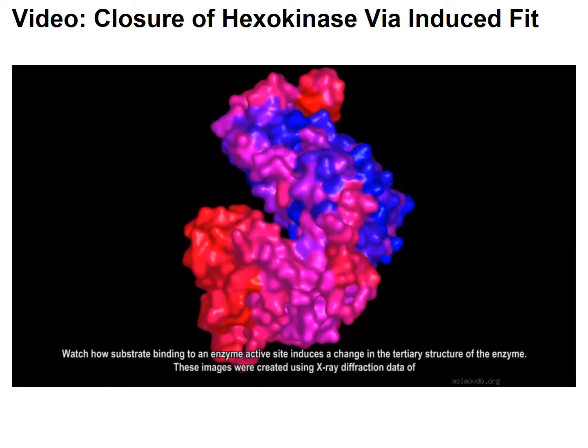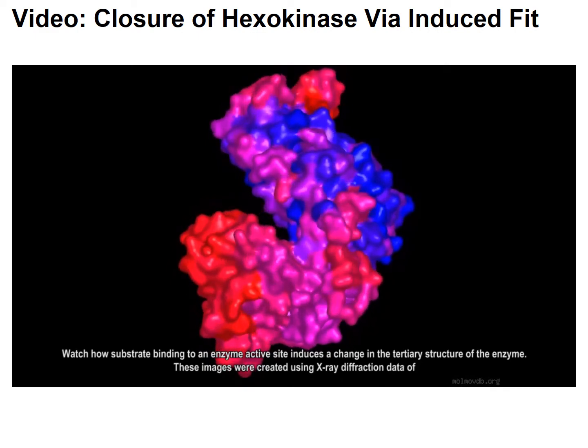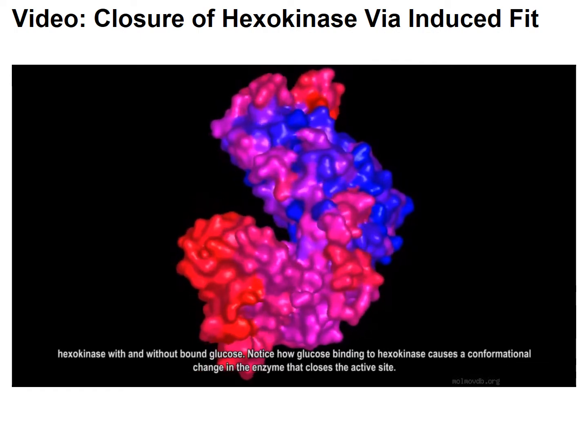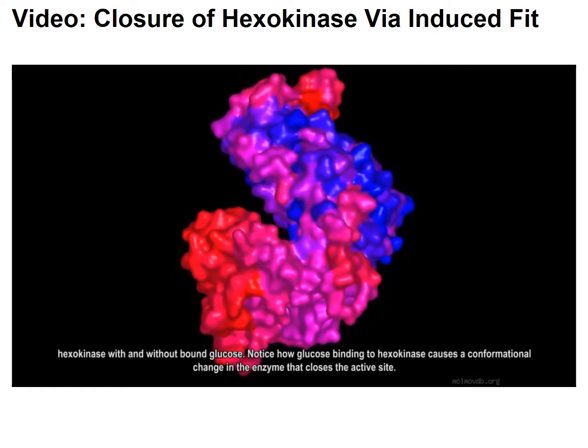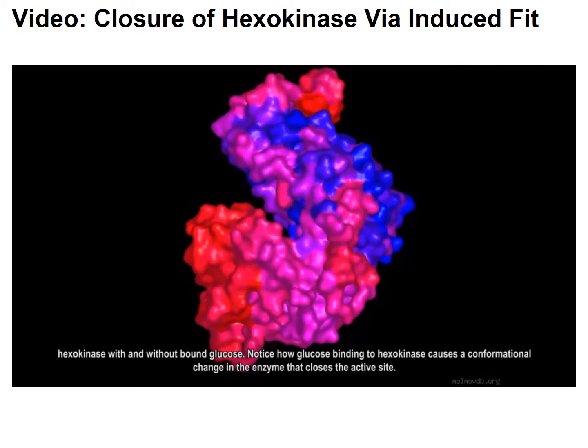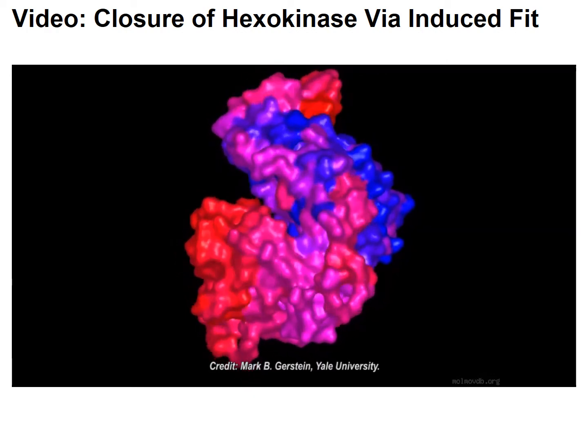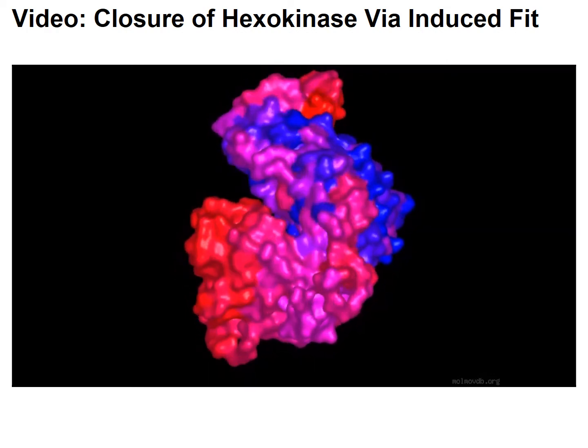So let's look at this animation. Watch how substrate binding to an enzyme active site induces a change in the tertiary structure of the enzyme. And this kind of talks about the same idea. These images were created using X-ray diffraction data of hexokinase with and without bound glucose. Notice how glucose binding to hexokinase causes a conformational change in the enzyme that closes the active site. Credit: Mark B. Gerstein, Yale University. Okay, so that kind of shows its movement. This was actually an experiment.